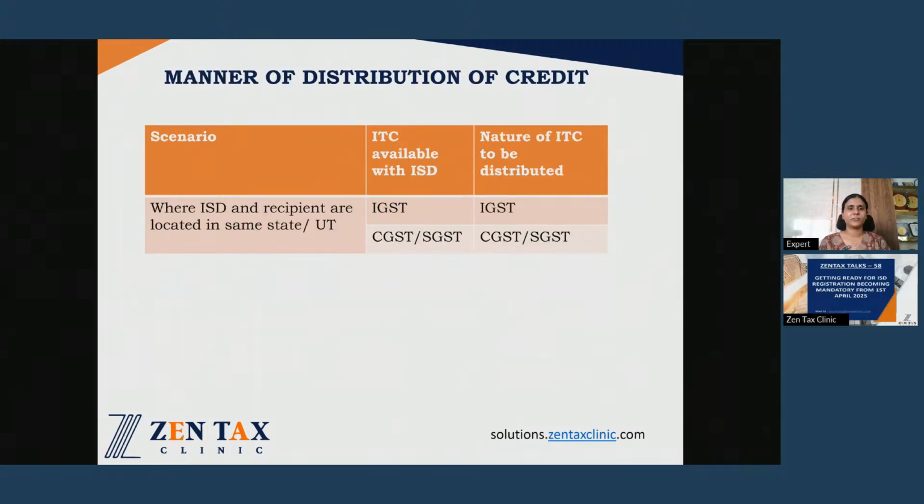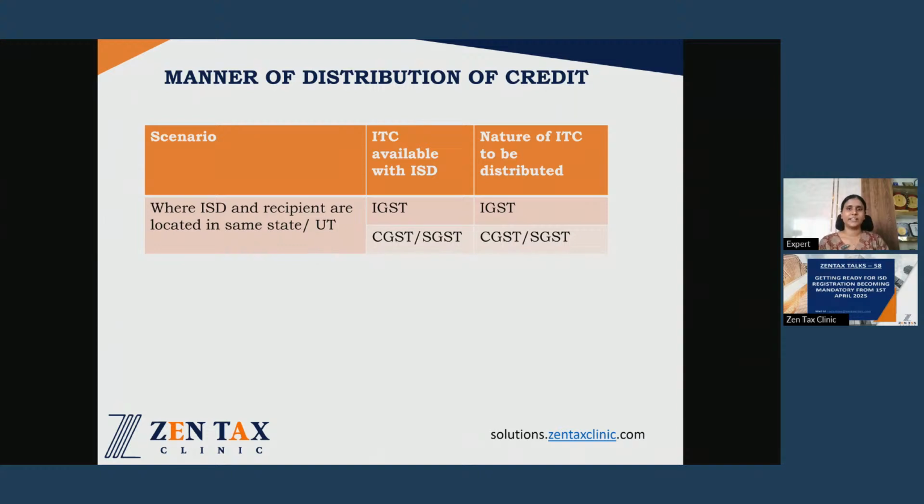Now we will see the manner of distribution of credit. This is a very important area where we need to be very careful in transferring the credit. Firstly, we will take a scenario where the ISD and the recipient are located in the same state or union territory. Let us say, for example, the ISD, the ABC company, is located at Chennai, and the recipient, that is their factory, is at Coimbatore. In that case, they are located in the same state.